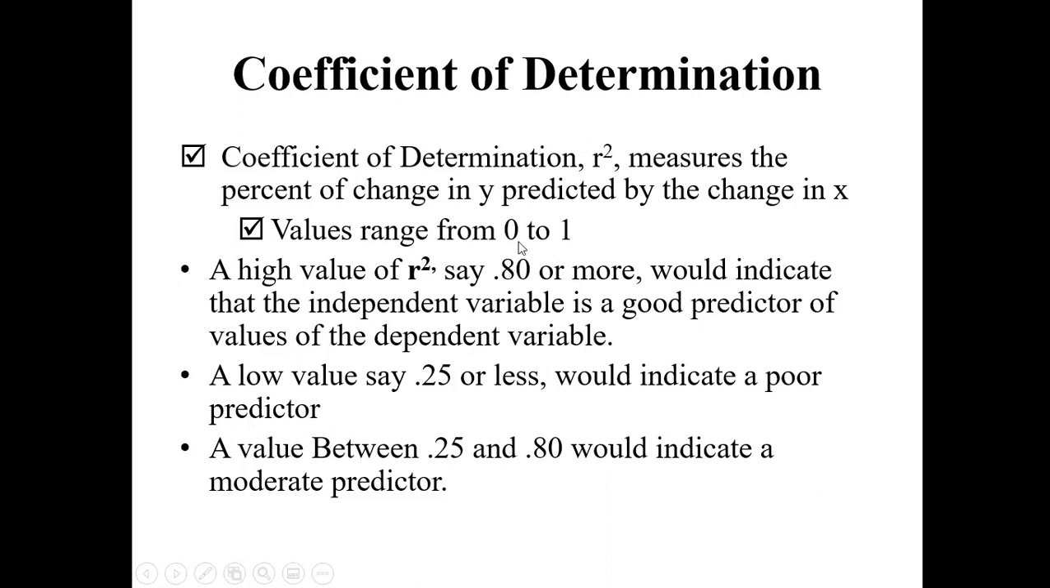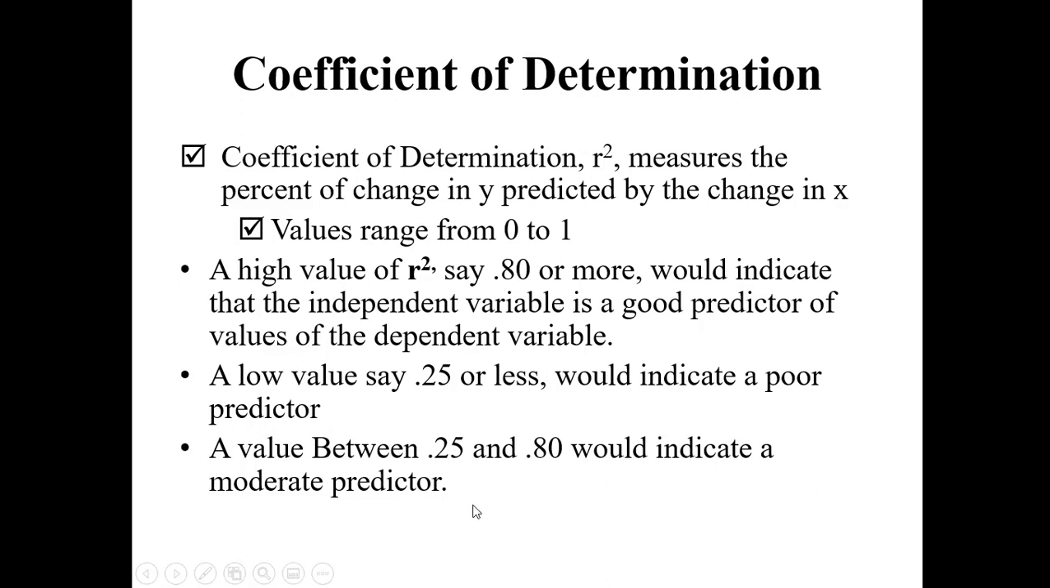Because the value of the coefficient of determination lies between 0 and 1, if the value is lower, near 0, it will show that the independent variable is a poor predictor. With a high value, we show that the independent variable is a good predictor of values. But if it is approaching towards 0, we will say that it indicates a poor predictor. A value between 0.25 and 0.80 indicates a moderate predictor.